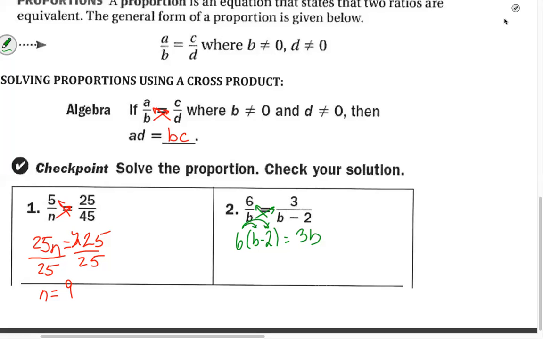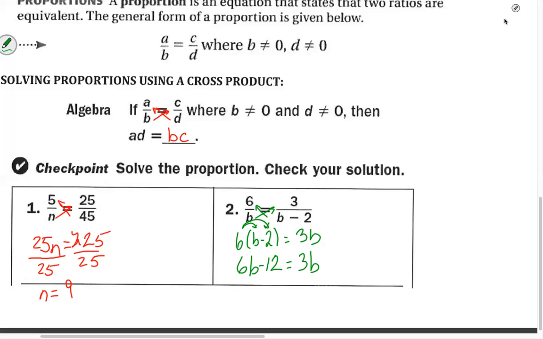we're going to distribute that 6 inside. So we have 6B minus 6 equals 3B. 6B minus what, Herman? Sorry, 12. Whoop. 6B minus 12.